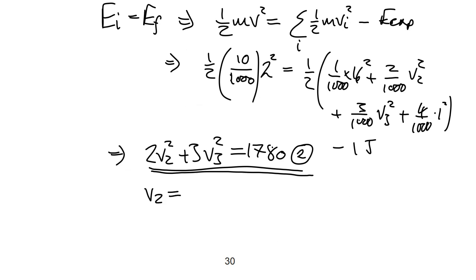So what you should find is you get v2 equals 23.1 meters per second and v3 equals 15.4 meters per second. Now, what's special about that?